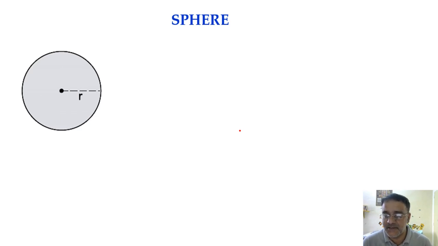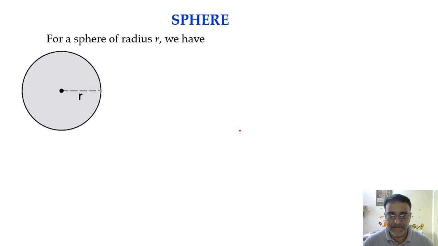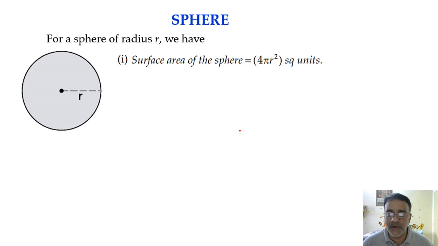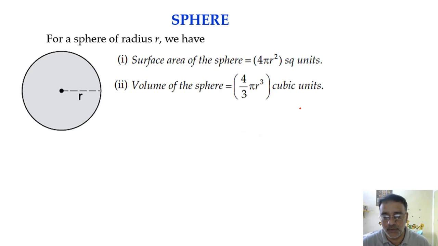4 pi r square. Curved surface और total surface area दोनों same होता है sphere में. Okay, and what is the volume of sphere? 4 by 3 pi r cube. Right, 4 by 3 pi r cube. So these are two formulas for sphere. Now let us recapitulate the formula of hemisphere.